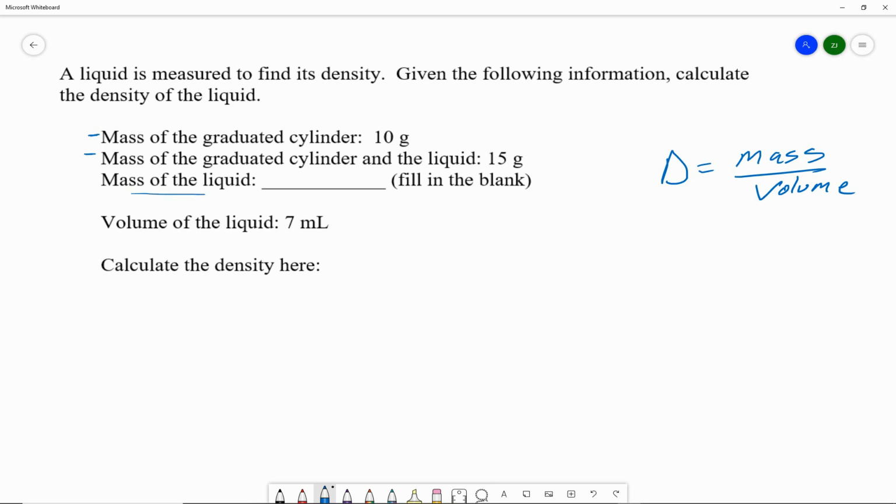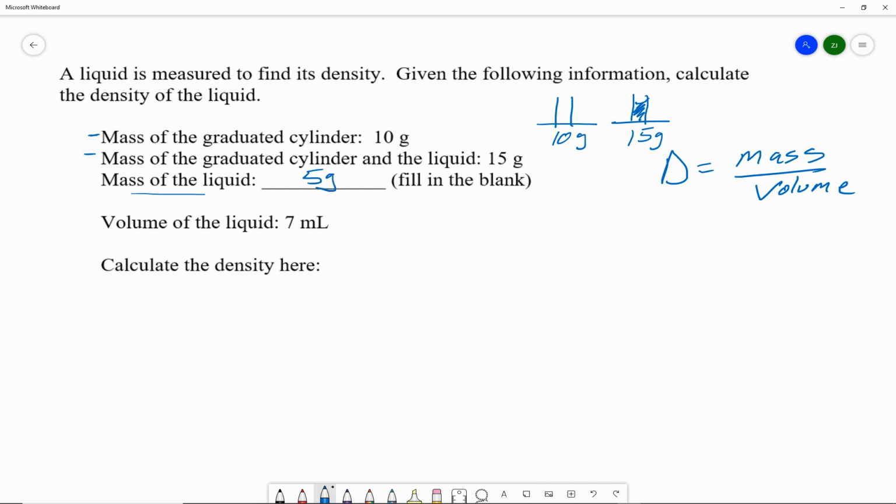So imagine you've got a graduated cylinder that's empty that weighs 10 grams. You put some water in your graduated cylinder, like that. Now it weighs 15 grams. So how do we figure out the weight of the water? Well, we subtract those two, right? If we subtract out the empty graduated cylinder, so if I do 15 minus 10, I get 5 grams for the mass of the liquid. So we just subtracted out that graduated cylinder.